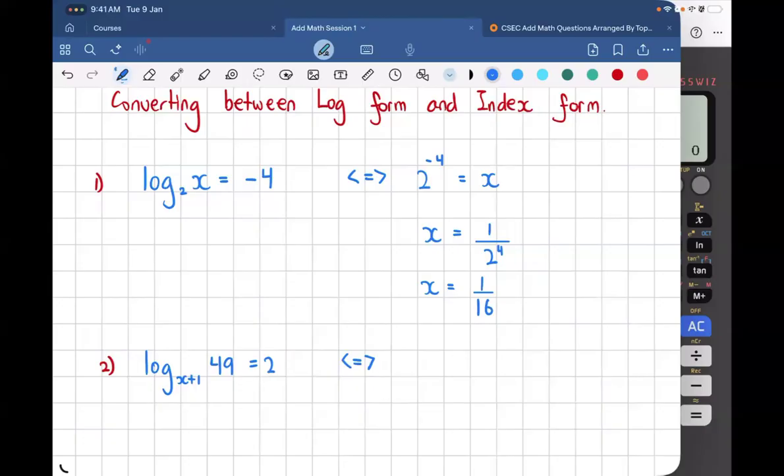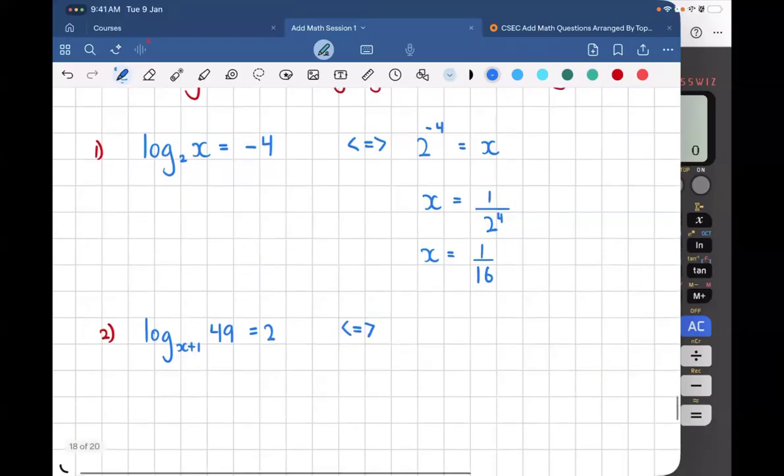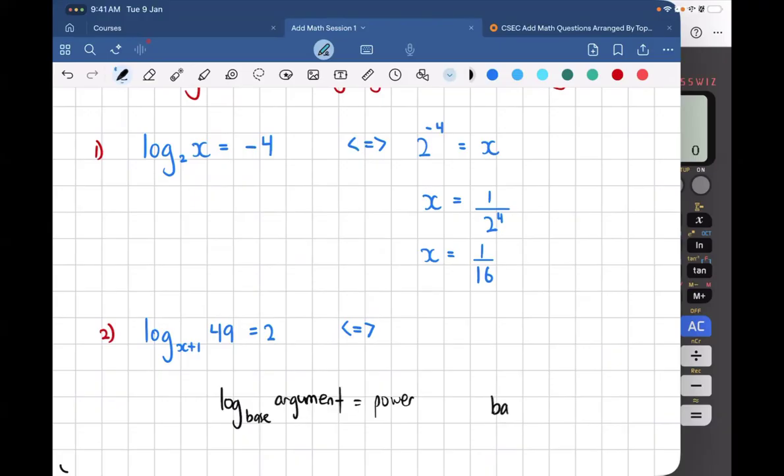So Shay, understand that in log form, it's always log of the base to the argument equal to the power, right? Remember that? Yes, sir. And if you convert it to the index form, it's the base to the what? Base to the power equals the argument. Right. So once you put it in the index form, it shouldn't be too hard to solve it. You might just have to get rid of the square.